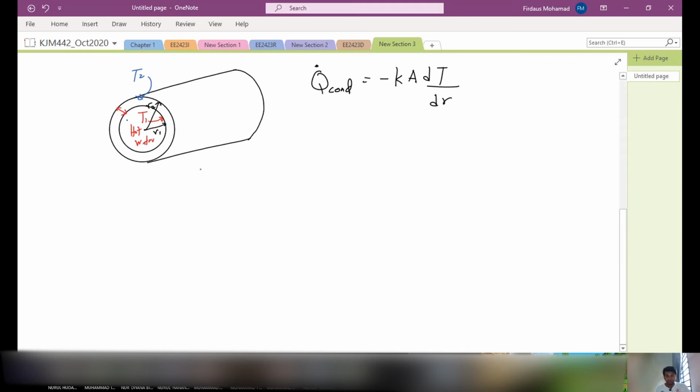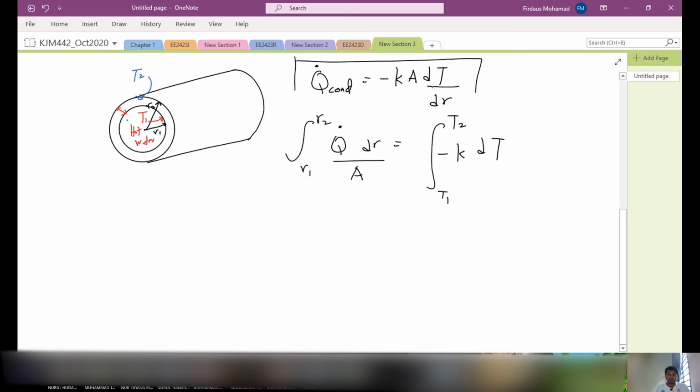So to integrate this equation, since it is related to the area, let's say we integrate from R1 to R2 of Q dot over A dr, equal to negative k dT, from T1 to T2. Okay, so just rearrange this base equation.